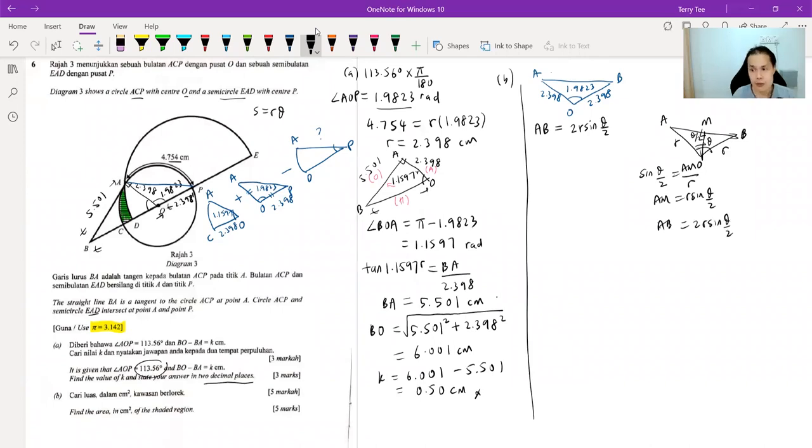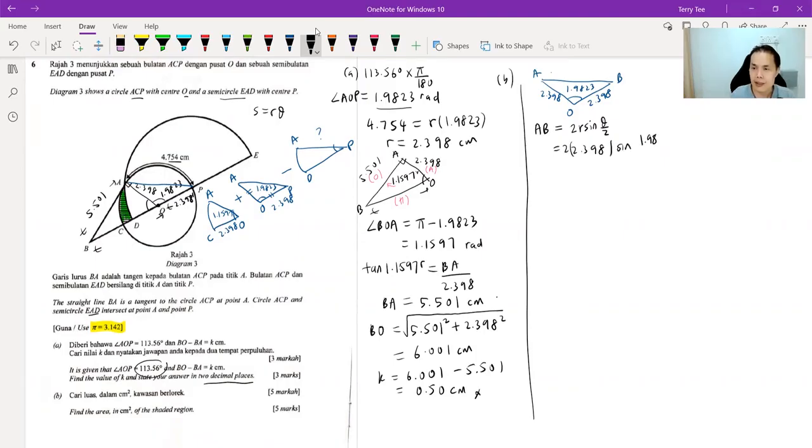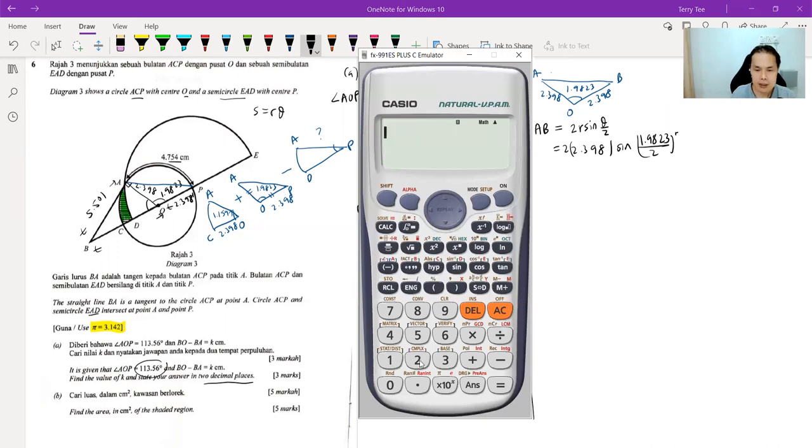Now, I always encourage you guys to use this because it's a lot faster. You don't have to split them, don't have to do one by one. It's a lot easier than cosine rule, okay? So I'm going to use this formula, 2R sine theta over 2, to find the length of AB. So my R is 2.398, I need to times 2 here. There's a 2 in front. And then take the sine of 1.9823 divided by 2, put a superscript R to indicate that it's in radian. Okay, calculator. Remember the calculator is still in radian mode.